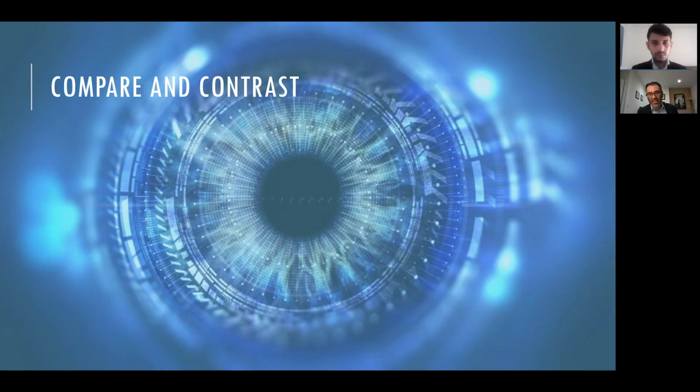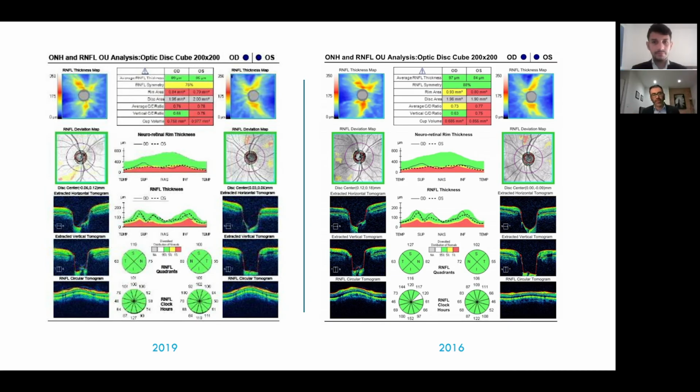Why bother taking an old visual field or an old OCT if you're not going to look at it? You're not going to compare it to the OCT and the visual field that you have now. So of course, that's exactly what we did. On your screen here, on that left-hand side, that's the 2019 data. On that right-hand side, that's the 2016. And sure enough, you can actually see that difference, right? So things have absolutely changed.